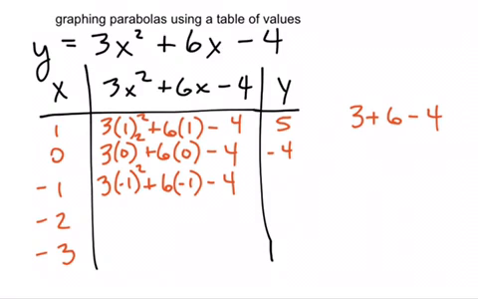All right, then for the -1. 3 times -1 squared. And once again, this is important. We have to do the exponents first. In this case, we have a negative. Negative times negative is positive. So that's going to end up being 3 times 1 for 3. 6 times -1 is -6. And minus 4. That's going to give us a -7.